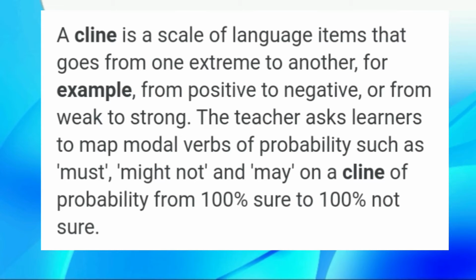In other words, a cline is a scale of language items that goes from one extreme to another. For example, from positive to negative or from weak to strong. The teacher asked learners to map modal verbs of probability such as must, might, not, and may on a cline, or probability from 100% sure to 100% not.